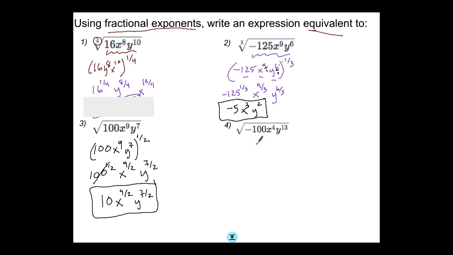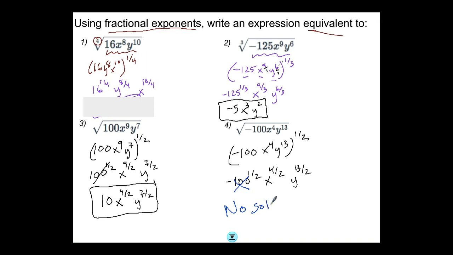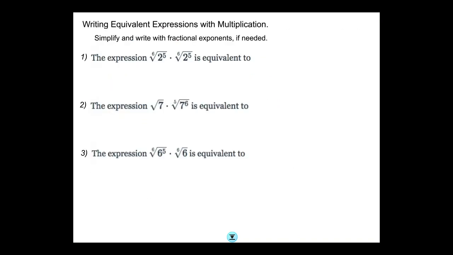One more for you here. So we got -100, x to the 4th, y to the 13th, all to the 1/2 power. -100 to the 1/2 power, x to the 4/2 power, y to the 13/2 power. We're multiplying the 1/2 by each of those. And right out of the gates here, you should see this and think, you know what, something's goofy here. The square root of -100 is not possible. So this is an example of no solution. Okay, so we've seen a little bit of everything here.